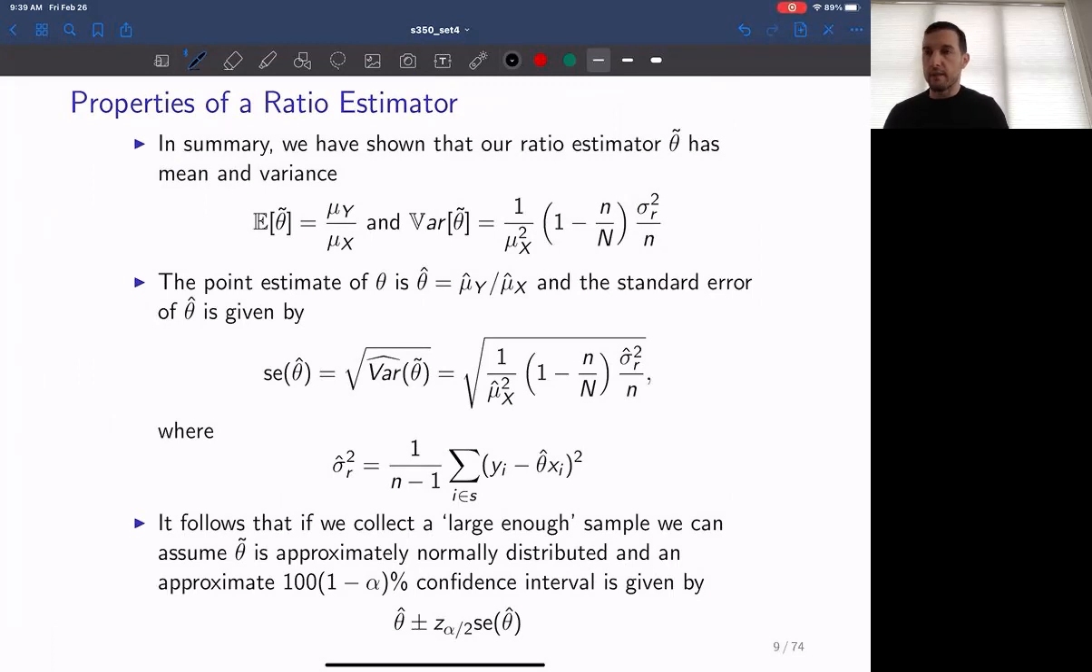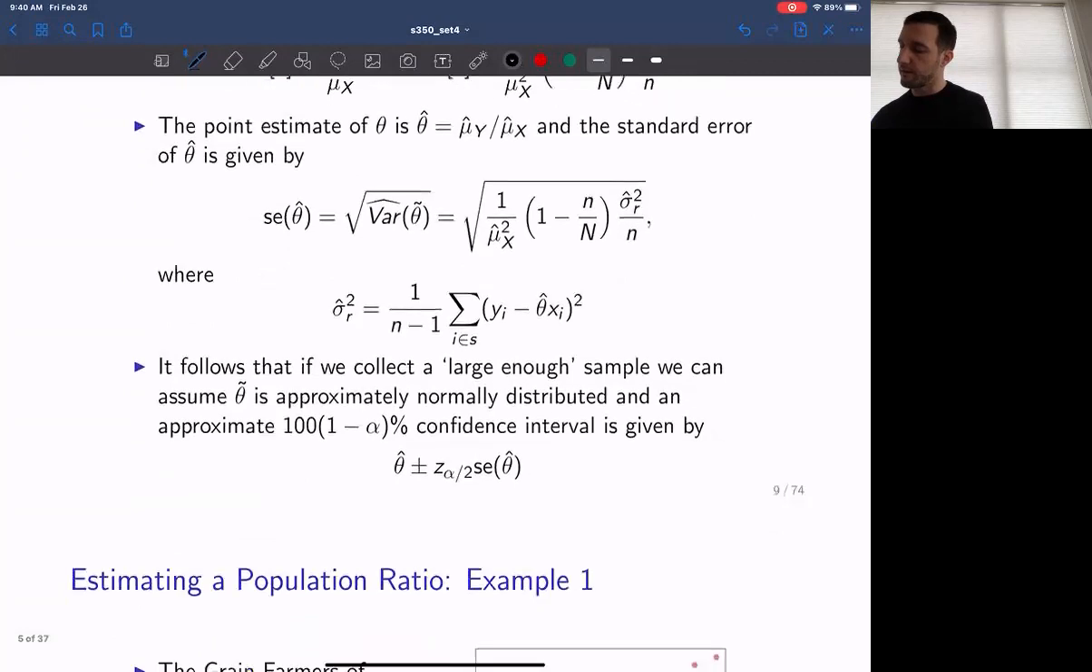We can write our point estimate for theta just as the ratio of our estimates for the variable of interest divided by the auxiliary variable. The standard error of our estimate will be found in the usual way, so we'll just take the square root of our estimate of the variance, which would just be found by plugging in our estimates for mu x and our estimate of sigma r squared. And then we can bound our ratio estimate in the usual way. So we can multiply by some Z alpha over 2 value times that standard error. Most often, of course, this will be a 95% interval.